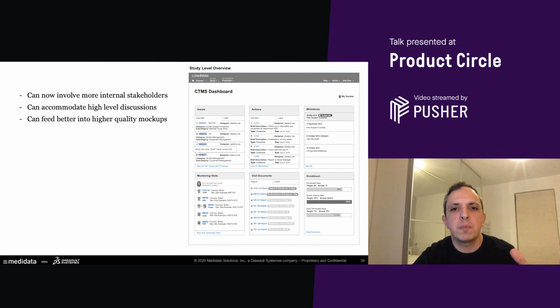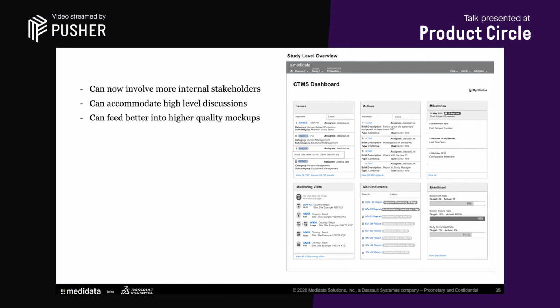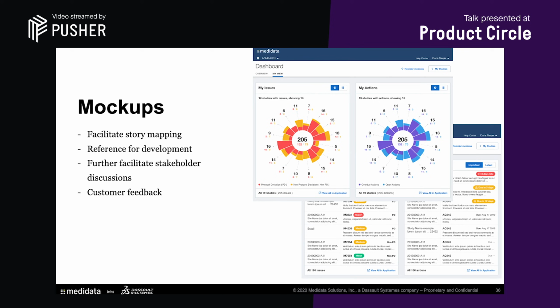So that paper mockup quickly evolved into a lo-fi wireframe, and this is where we could start engaging more stakeholders in the discussions, and this also fed into the higher quality mockups, and there they are. Again, this is what we can now use for our development. This can be facilitating the story mapping, as it did, and also these are of the certain quality that you would go to your customers with. So we started the customer conversations with them.